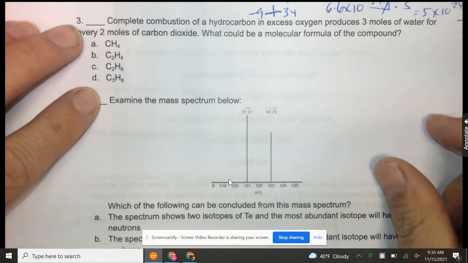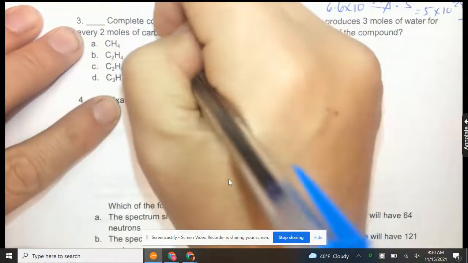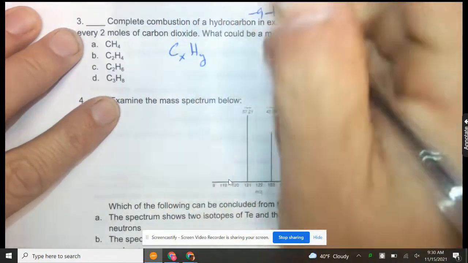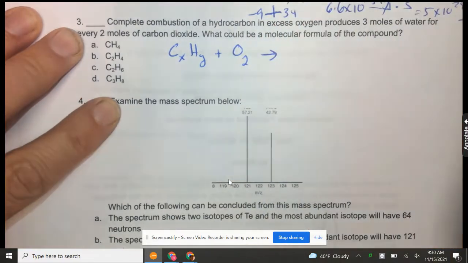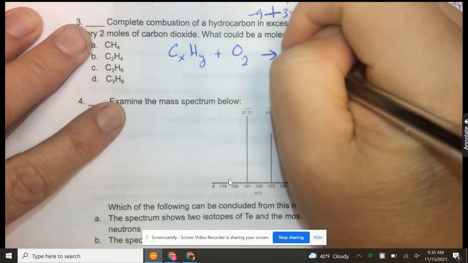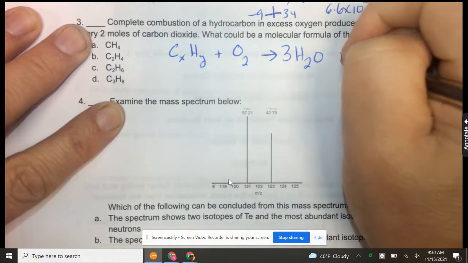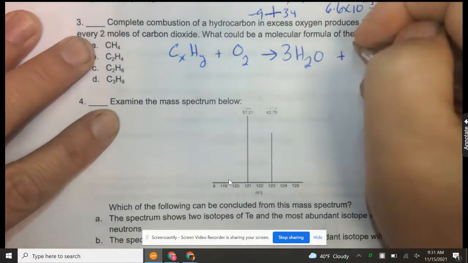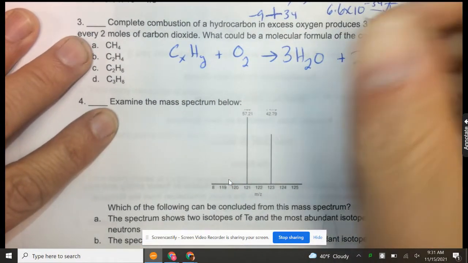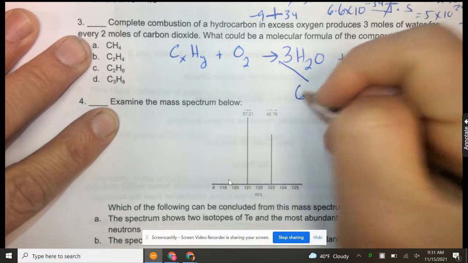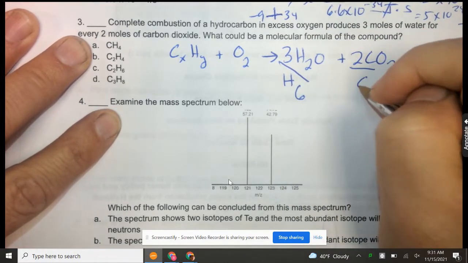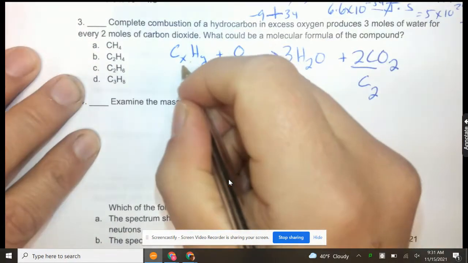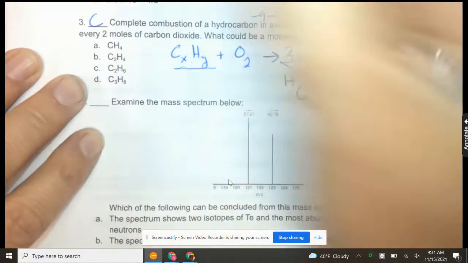Number 3, complete combustion of a hydrocarbon. So a hydrocarbon, as I've told you to write it, CxHy. Combustion, it's burning, will give you 3 moles of water, and it says 2 moles of carbon dioxide. So clearly it's producing 6 hydrogens and 2 carbons. So this formula must have been C2H6.